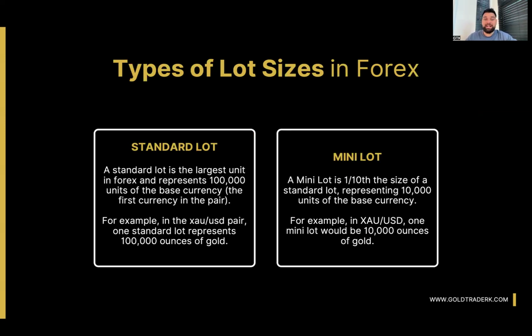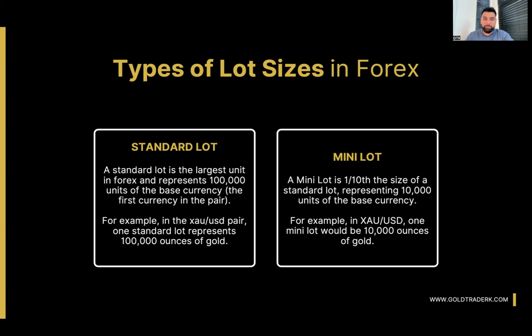Types of lot sizes in Forex. First is the standard lot size. A standard lot size is the largest unit in Forex. It represents 100,000 units of the base currency, the first currency in the pair. For example, in the XAUUSD pair, one standard lot represents 100,000 ounces of gold. It's also called 1.00 when you're trading in the financial markets.